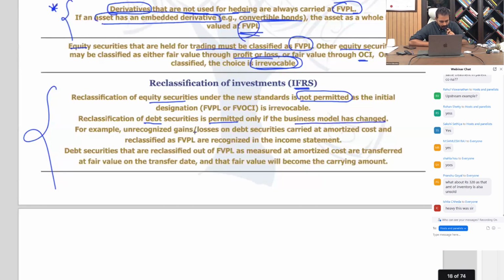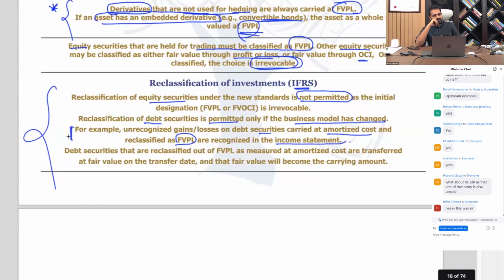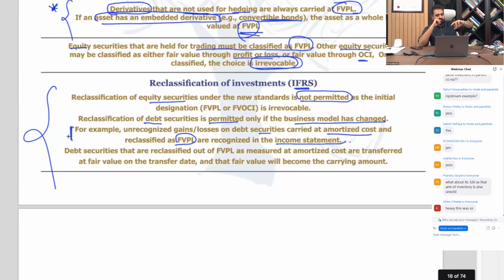For example, unrecognized gains and losses on debt securities carried at amortized cost and reclassified as FVPL are now recognized in the income statement. Now, what does this mean? Remember earlier we had that business model test and cash flow characteristic test. Under the business model test, we said I'm buying them because I want to receive contractual cash flow, and under the cash flow test, contractual cash flow is interest and principal. What if I bought the bond and now I feel that, hey, I don't want to keep it till the end. I want to trade. YTM has gone down, bond price has gone up. Now I want to sell.